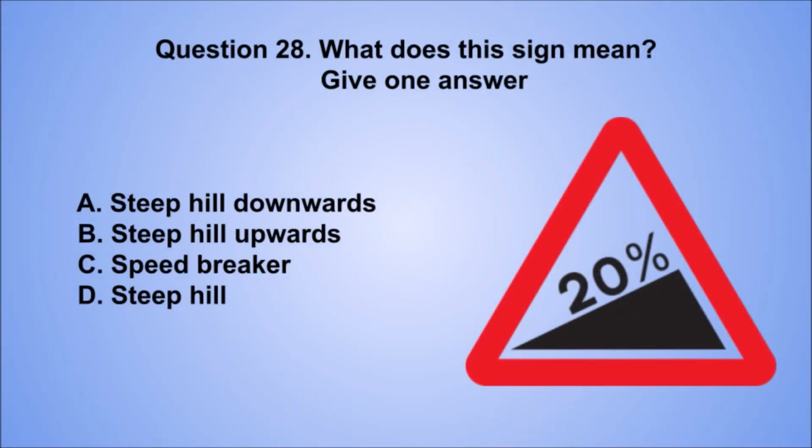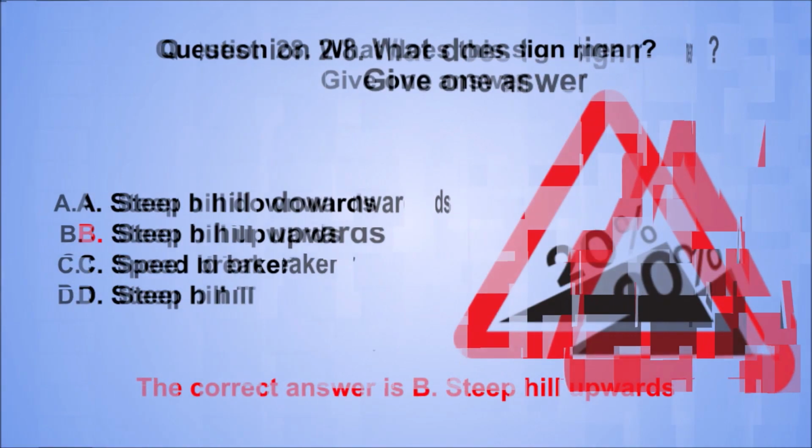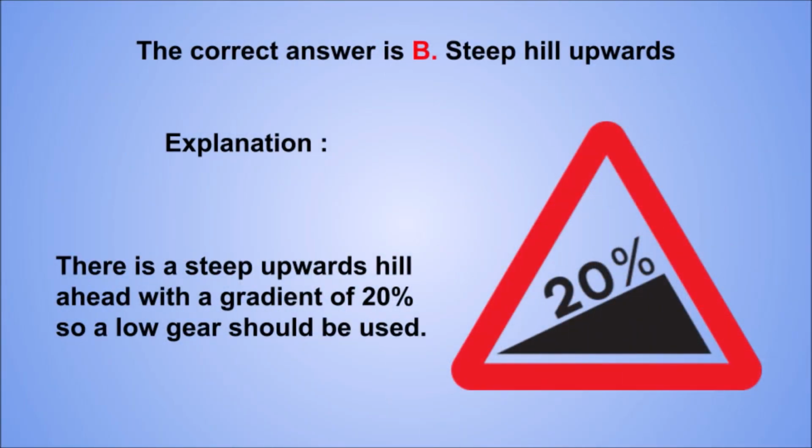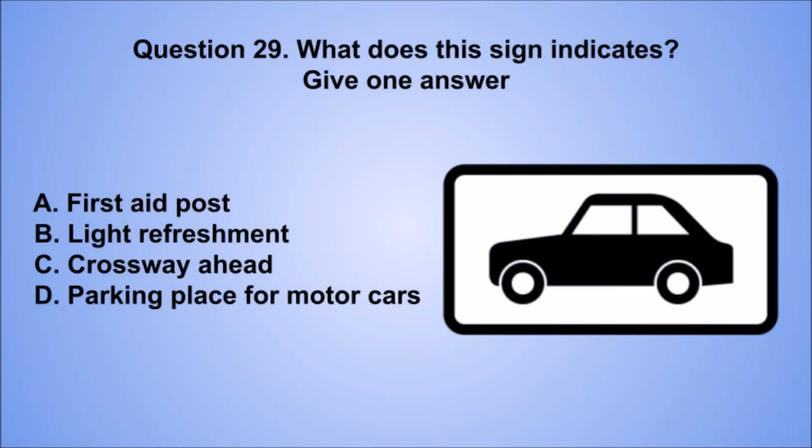Give one answer. A. Steep hill downwards. B. Steep hill upwards. C. Speed breaker. D. Steep hill. The correct answer is B. Steep hill upwards. Explanation. There is a steep upwards hill ahead, with a gradient of 20%, so a low gear should be used.